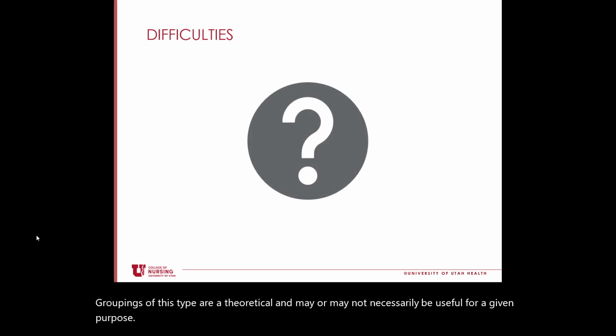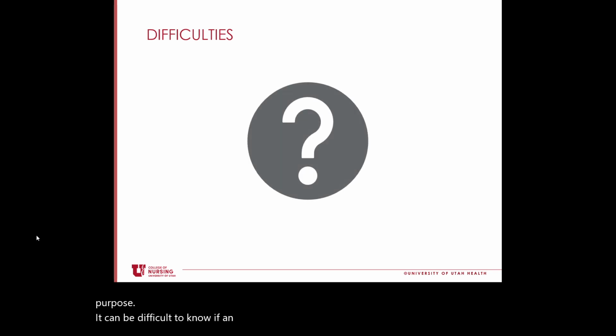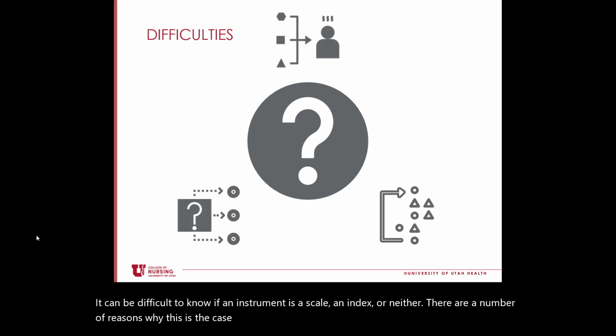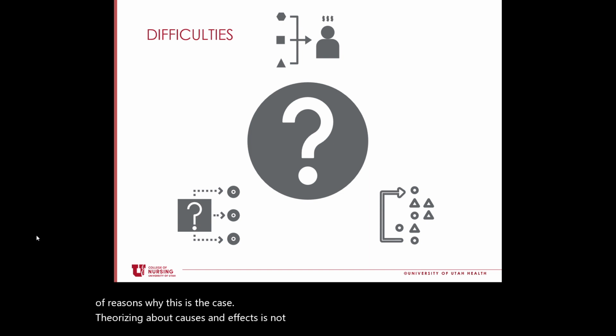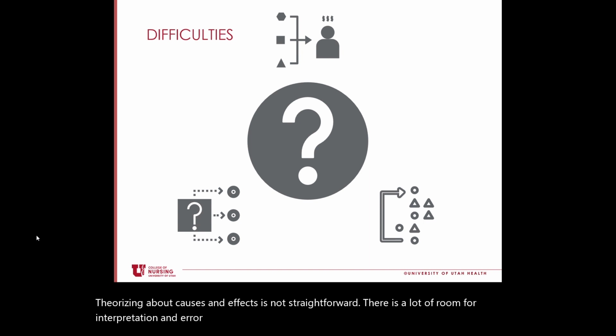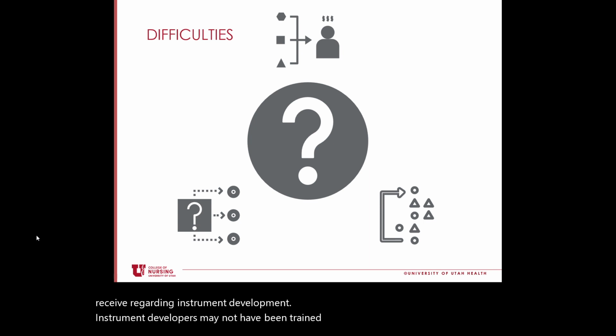It can be difficult to know if an instrument is a scale, an index, or neither. There are a number of reasons why this is the case. Theorizing about causes and effects is not straightforward. There is a lot of room for interpretation and error. Also, there is wide variability in how much training researchers receive regarding instrument development. Instrument developers may not have been trained about the differences between an index and a scale.